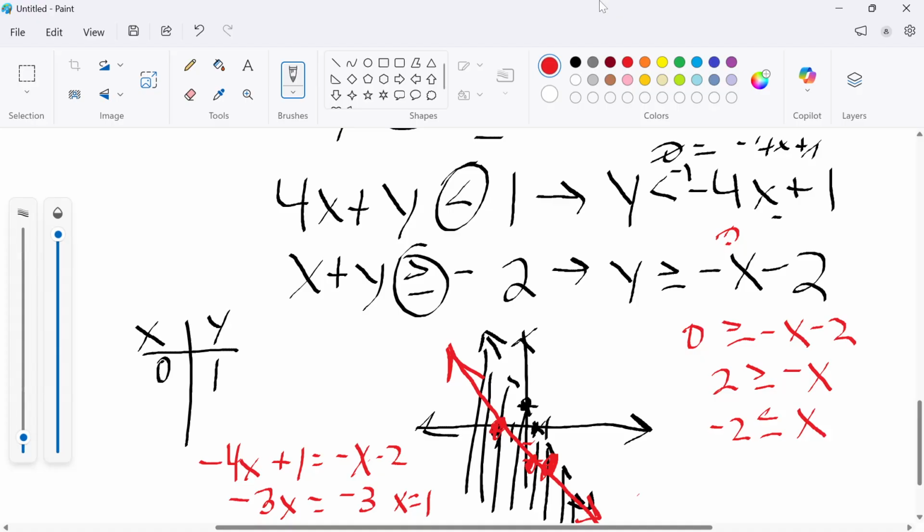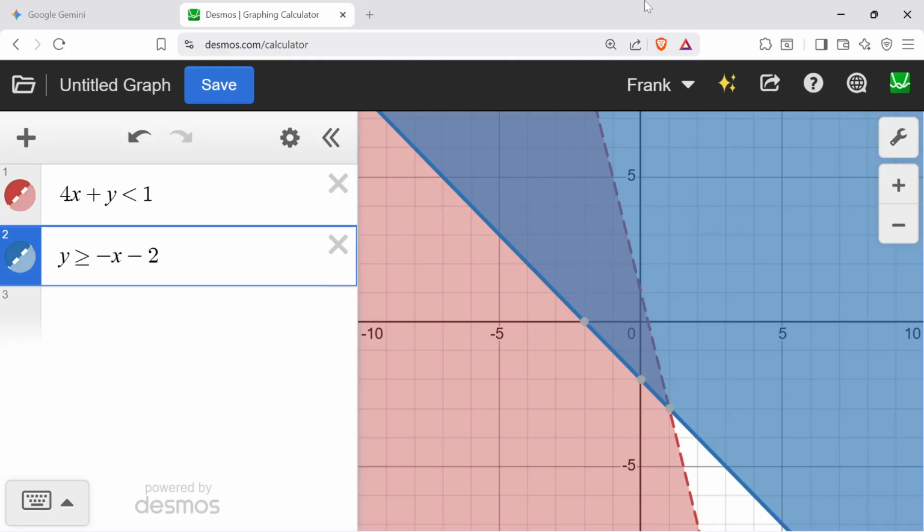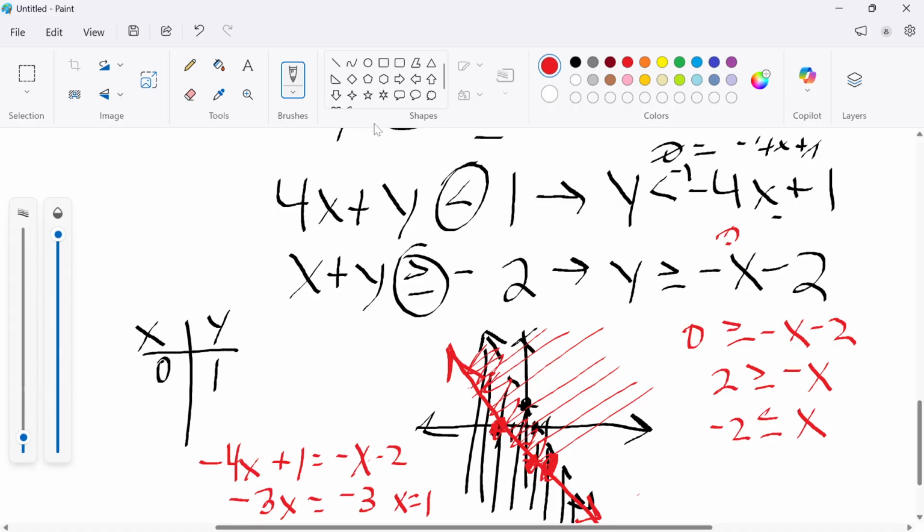And then this one shades above. So actually, I'll just shade it in red, and you'll see the solution is in this spot in between them. I've done it on Desmos here, and you can see there's the point where they intersect, (1, -3), and the shading is in between the two of them, below the dotted line, above and including the solid line. But that's how I graph a system of inequalities.